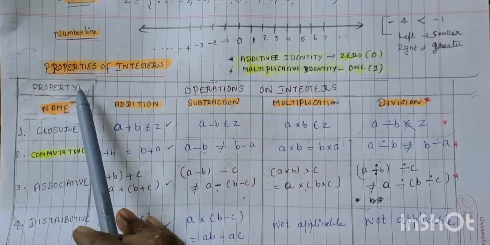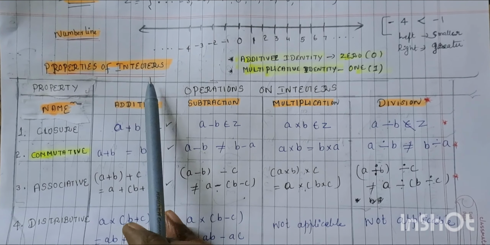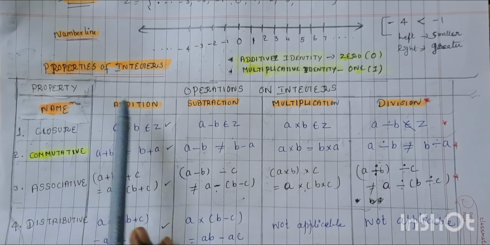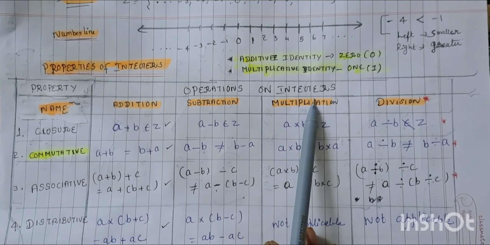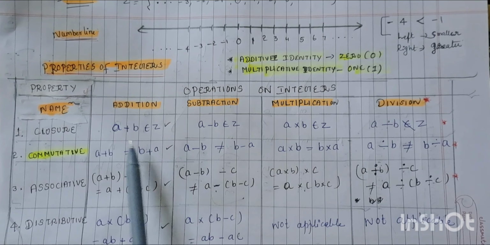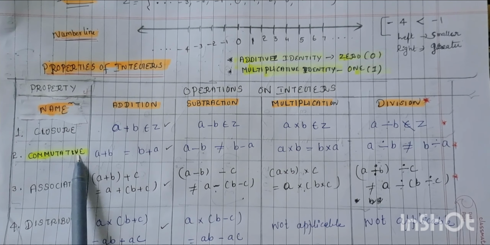Okay, next we are going to see what the properties of integers are. The same thing you studied in whole numbers, the same main four properties are there. To check these properties we always have to do the four arithmetic operations on integers. The same four properties: closure, commutative, associative, distributive.